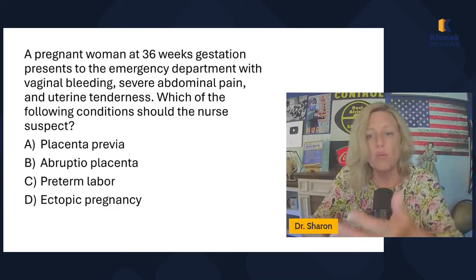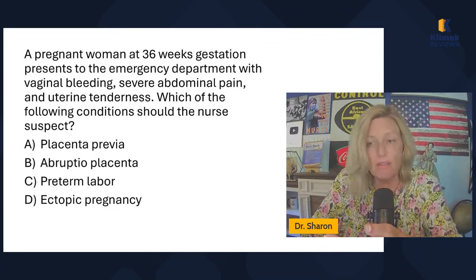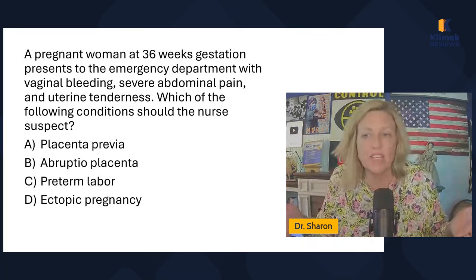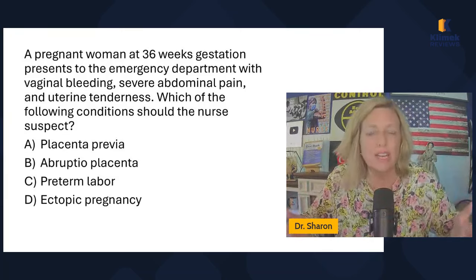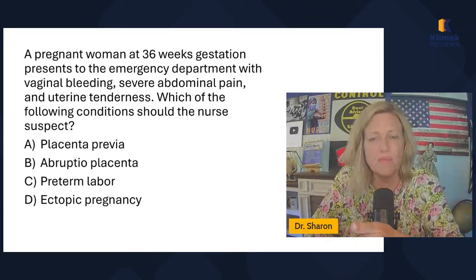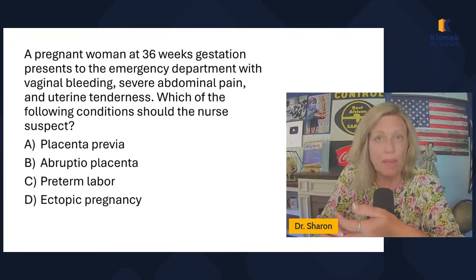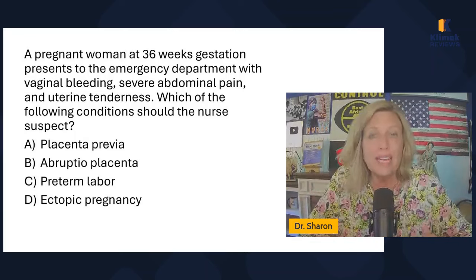Okay. So we have a woman who's pregnant. She's not full term, but she's late in pregnancy. She has vaginal bleeding. It doesn't say excessive. I don't know how much vaginal bleeding. If she was hemorrhaging, I think it would tell me that. So she has some vaginal bleeding, but the pain is key, and uterine tenderness. So abdominal pain and tenderness. That's a key thing.